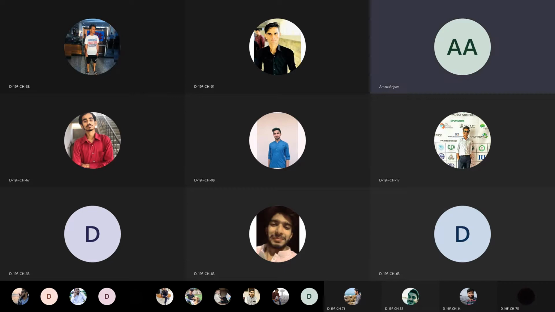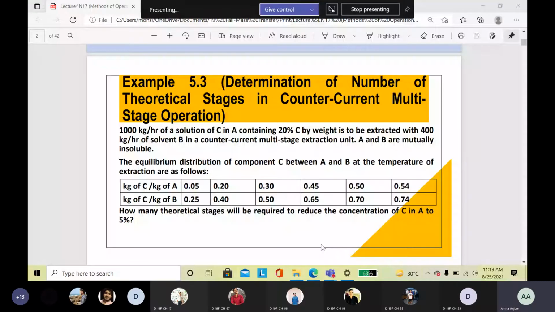So example 5.3 is the determination of number of theoretical stages in counter current multi stage operation. How do we find out the number of theoretical stages in counter current multi stage operation? 1000 kg per hour of a solution of C in A containing 20% C by weight is to be extracted with 400 kg per hour of solvent B in a counter current multi stage extraction unit. A and B are mutually insoluble.